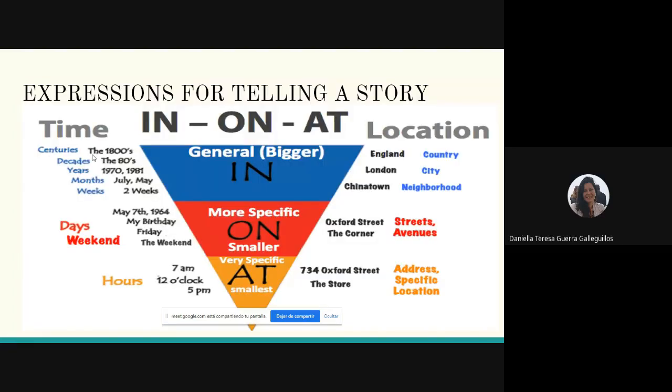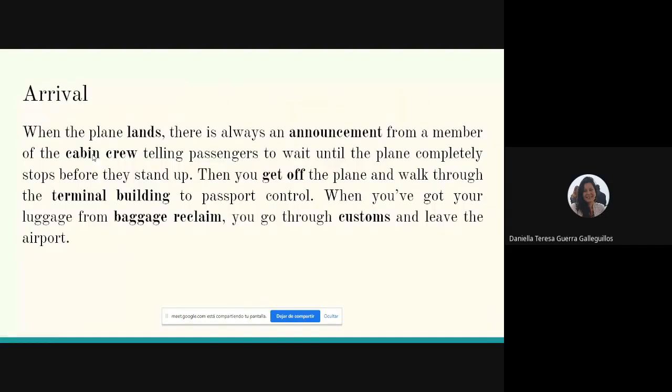The announcement of a member of the cabin crew. Crew is the members of something, okay? The crew are the persons that are members of something. So cabin crew are like the stewardess, the pilot, etc. Stewardess is the old way to say flight attendant. Get off the plane. ¿Se acuerdan cómo se decía subirse al avión? Get on the plane. Salirse del avión. Get off. Okay.